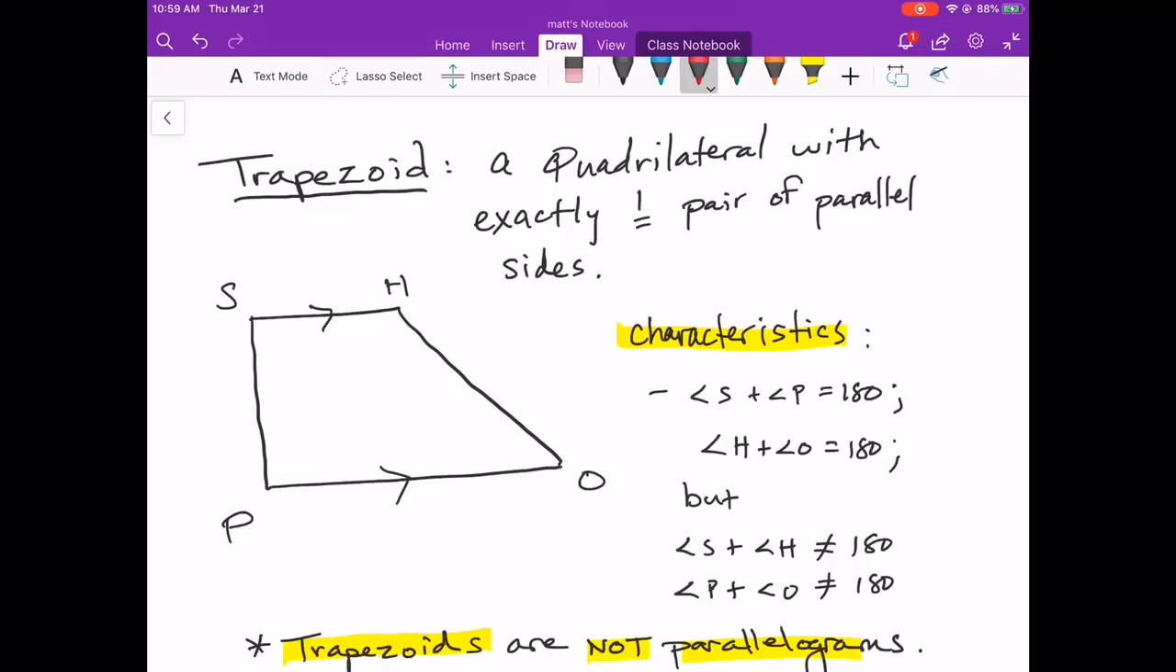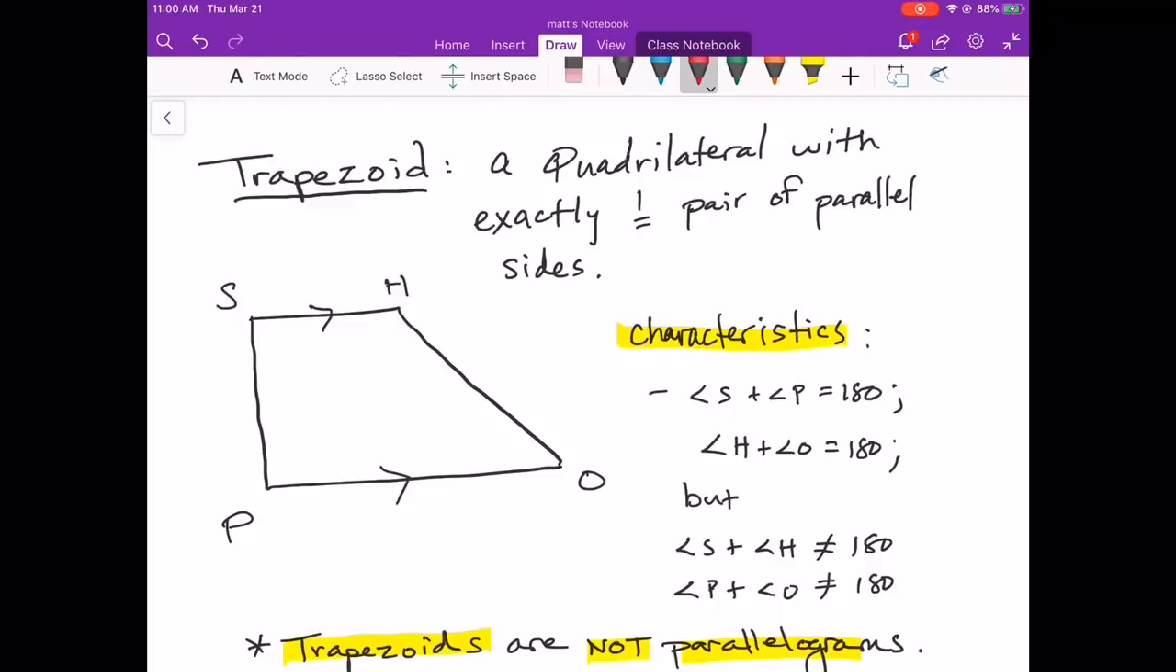So if you look at my picture here of this trapezoid SHOP, only the opposite sides SH and PO are parallel. Now remember, parallel doesn't mean congruent, but it does bring in some angle relationships. So you have alternate interior angles supplementary, but not two pair of them. So angle S and angle P are alternate interior, but angle S and angle H are not alternate interior angles that are supplementary, because the opposite sides are not parallel, only SH and PO, not SP and HO.